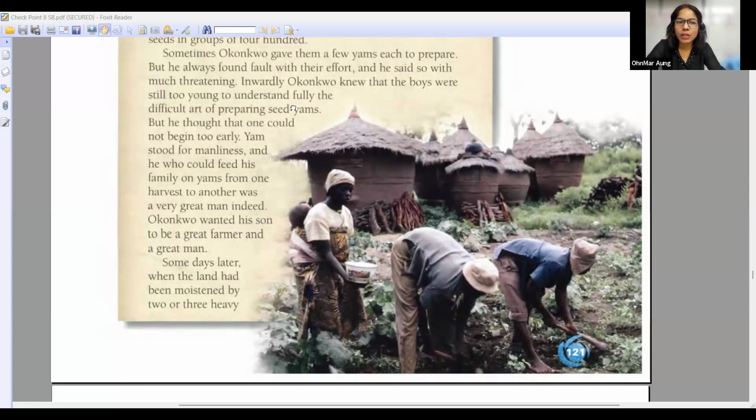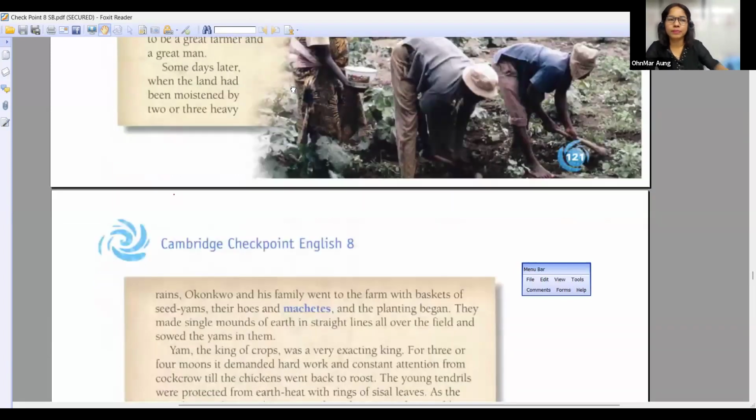Go on. Keep going. Some days later, when the land had been moistened by two or three heavy rains, Okonkwo and his family went to the farm with baskets of seed yams, the hoes and machetes, and the planting began. They made single mounds of earth in straight lines all over the field and sowed the yams in them. Yam, the king of crops, was a very exacting king.